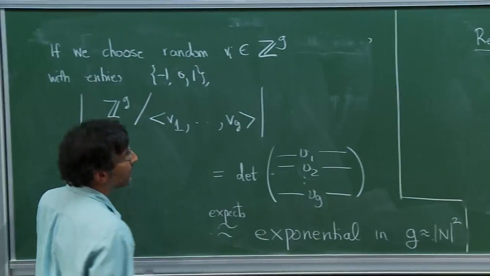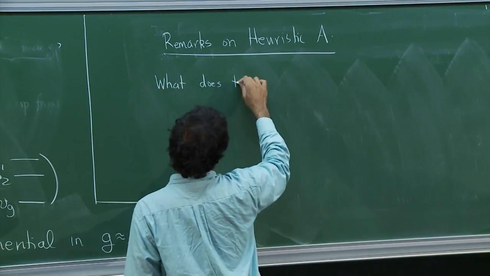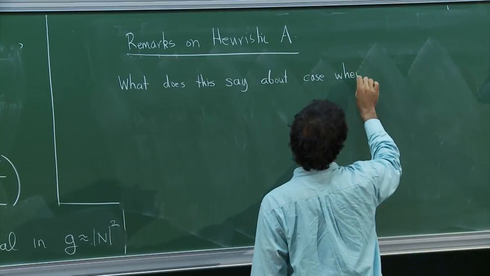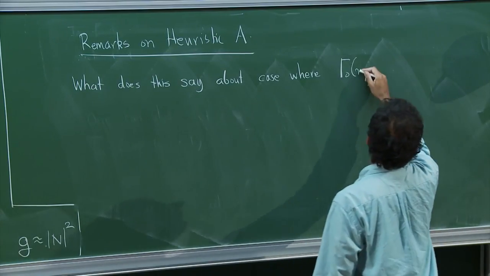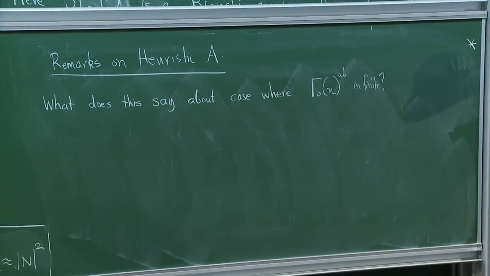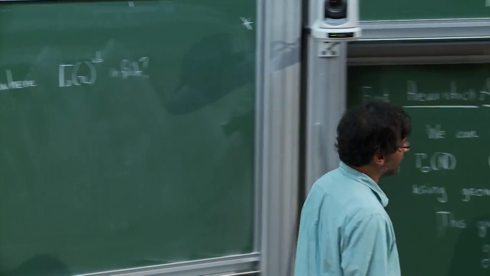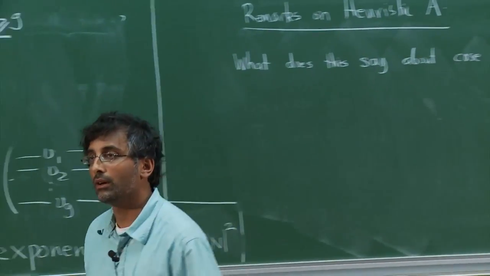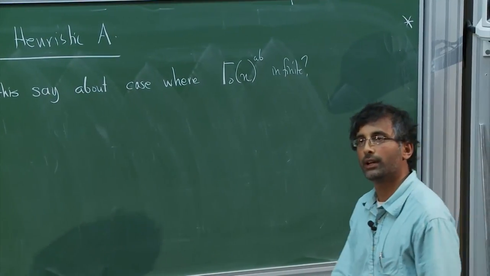So first, what does this say about the case where gamma naught n ab is infinite? Sorry? It has probability zero. It has probability zero, but nonetheless, it happens. It certainly has probability that's exponentially small in g. For one thing, that's already a point: it happens much more frequently than this. If I just vary this number n, it happens far more than you would expect from literally this.